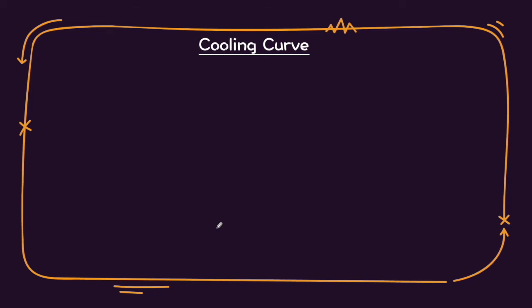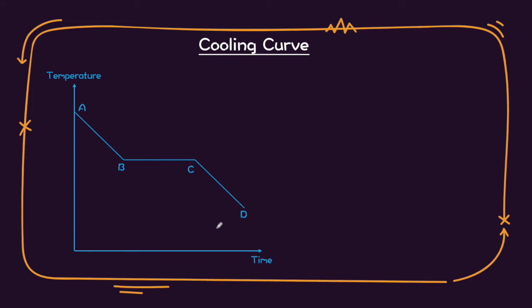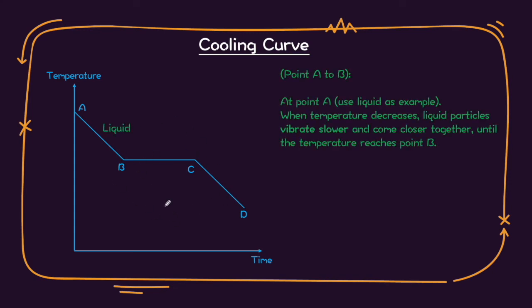Okay, the opposite one will be your cooling curve. Cooling curve means temperature keeps on decreasing and the state will change. From A to B to D, there's a standard constant line as well. So I'm going to use an example of liquid to solid. When the temperature of your liquid decreases, your liquid particles will vibrate slower and slower, and they come together. And when they come together, it slowly behaves like a solid until it reaches point B.